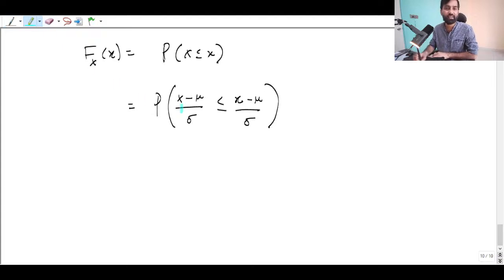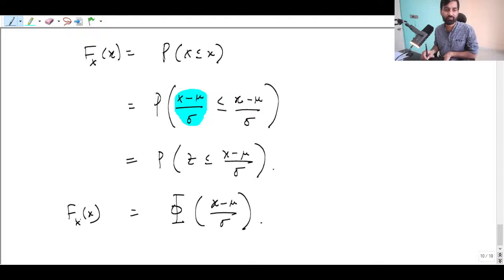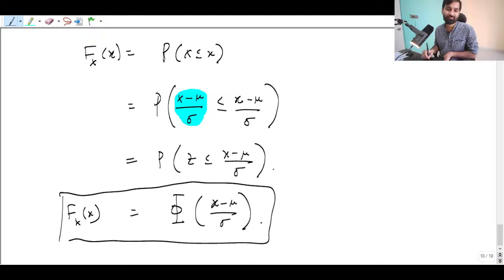Now what is this, guys? ये क्या है? This is nothing but a standard normal. So you can say that G is less than x minus mu by sigma, and this is defined as phi of x minus mu by sigma. This is F of x. I think this is clear, right?